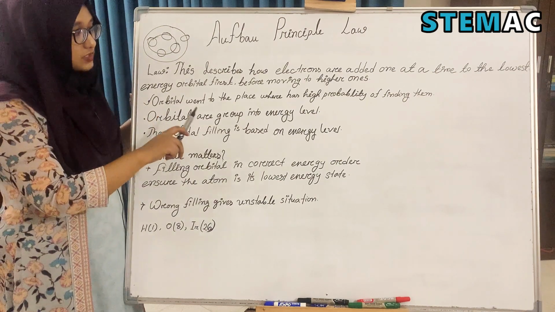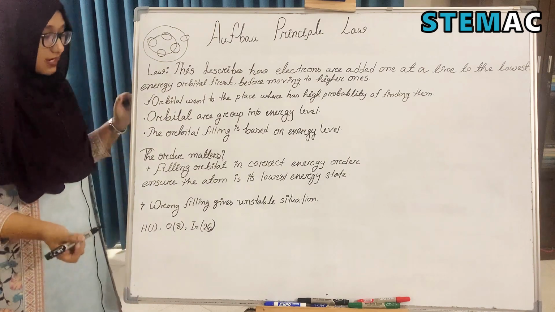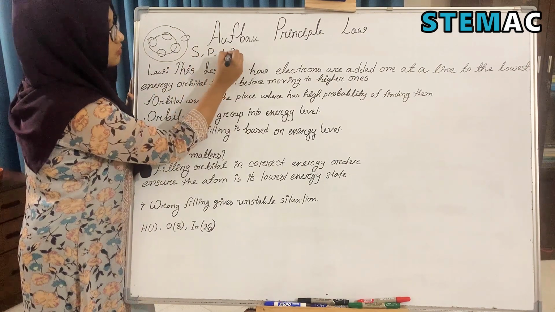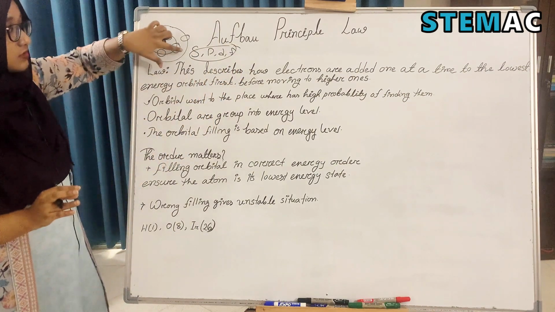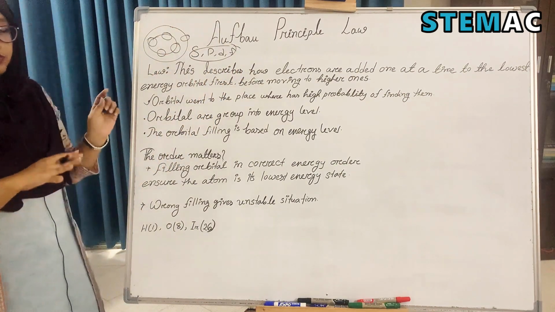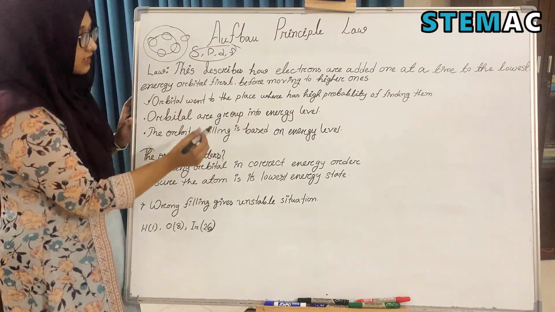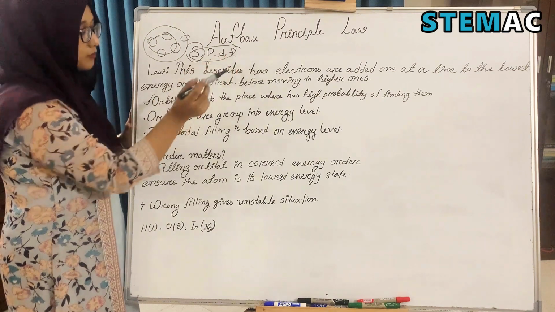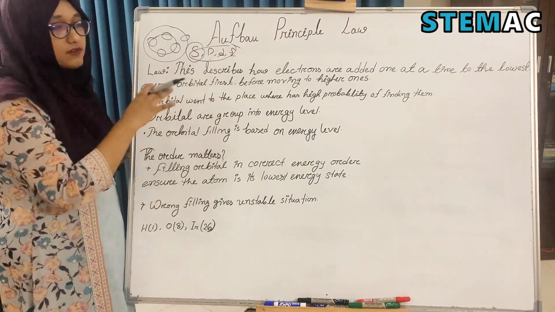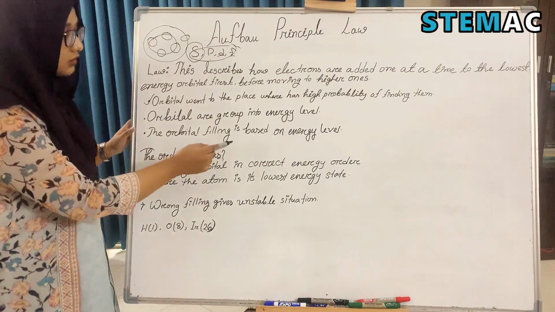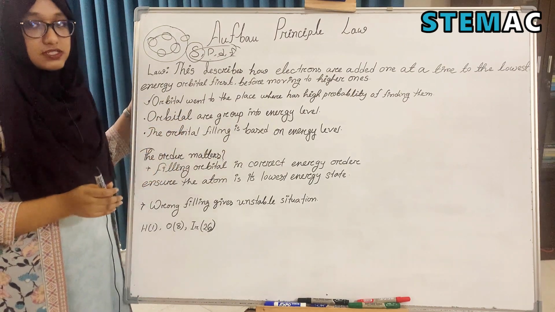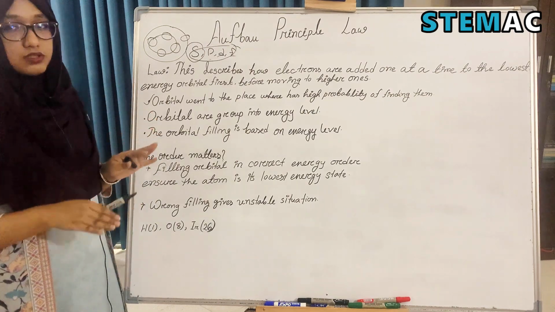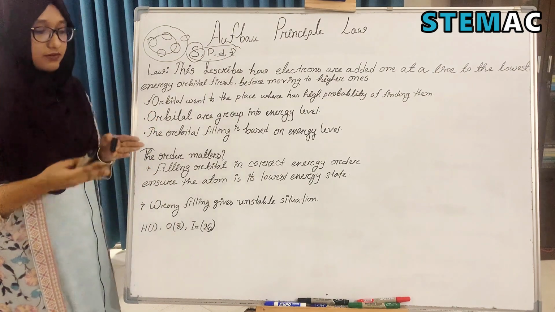Orbitals are grouped into energy levels known as s, p, d, f. The electrons fill s first, then p, then d, then f. The filling is based on the energy level, not on the electronic or atomic number. It totally depends on the energy they consume or give out.